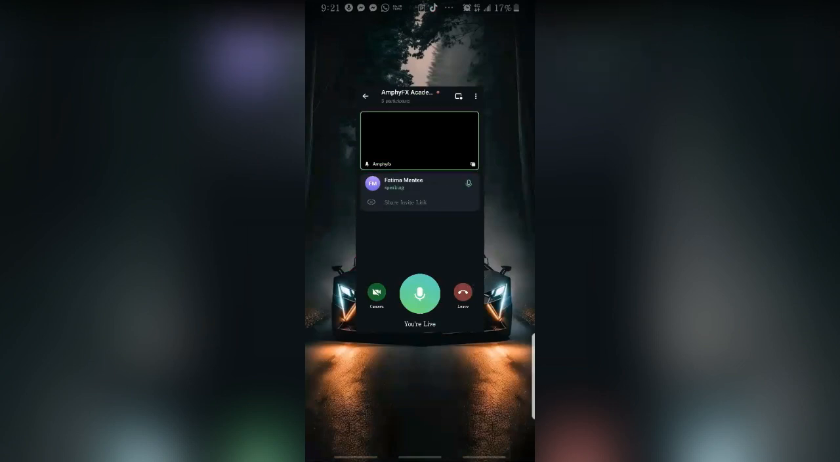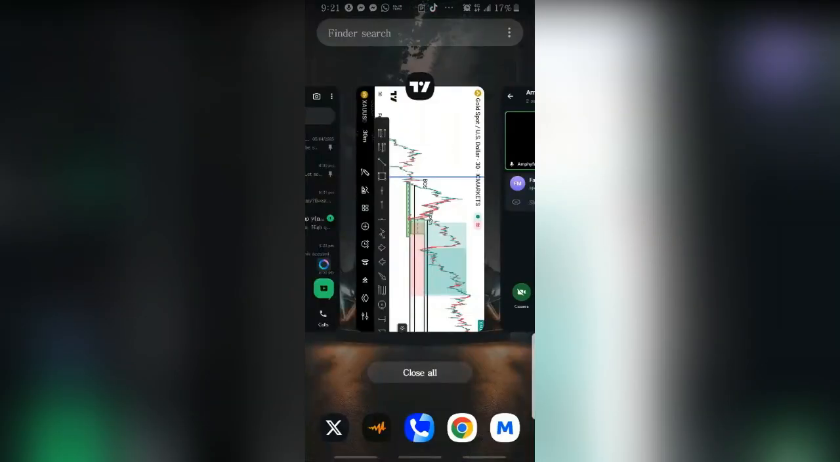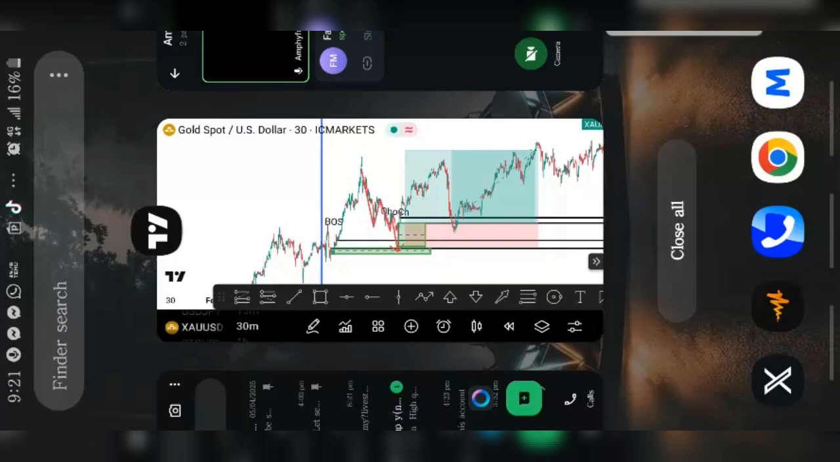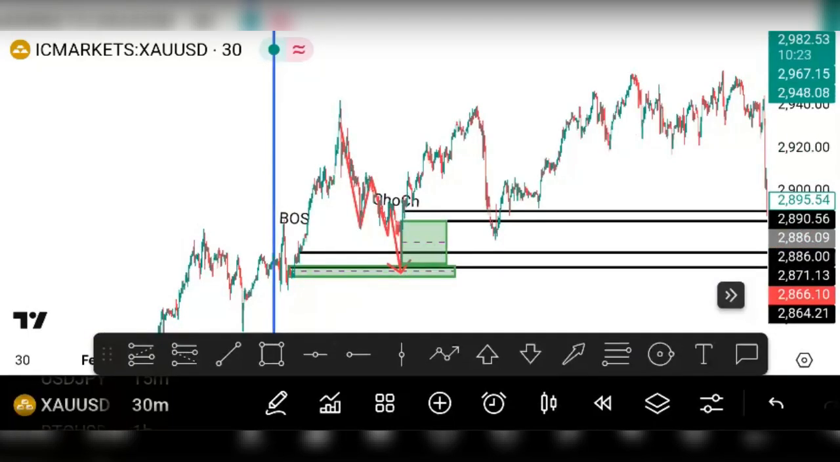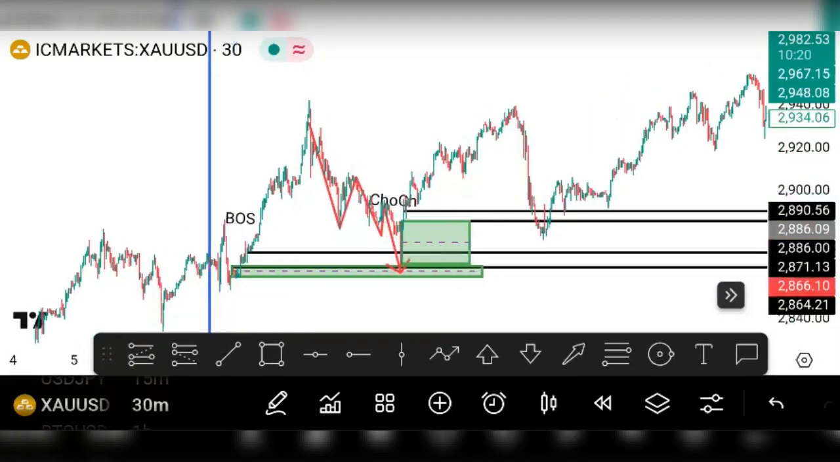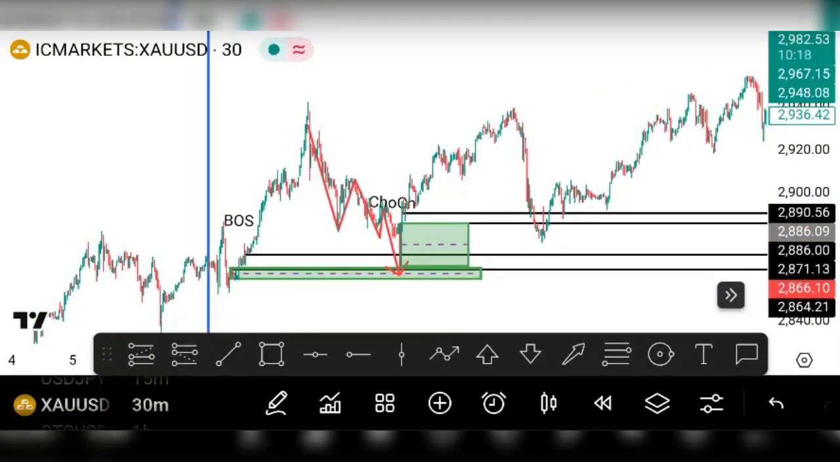How will you know that this is a proper entry point? I use the lower time frame for entry. You still look for your demand zone or your supply zone. Your order block on the lower time frame will be your entry point.